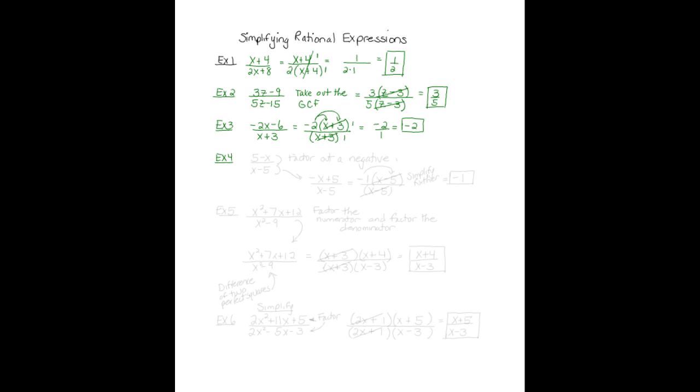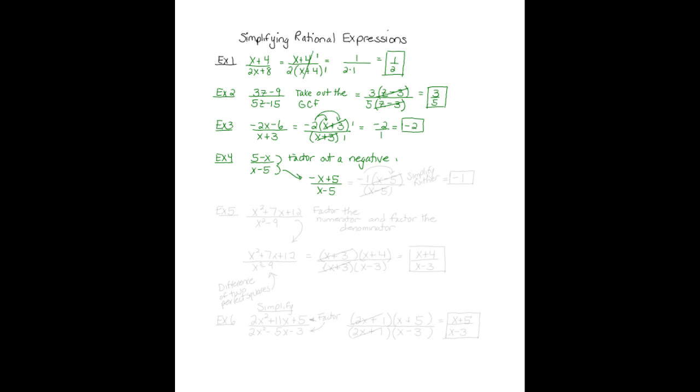For example 4, 5 minus x all over x minus 5. We are going to factor out a negative 1. The reason we do this is because we see that these are very similar looking. We could switch the order of this expression and rewrite it. So let's rewrite it down here. We could rewrite this as negative x plus 5. All we did in this step was reorder this. This negative x we put first and the plus 5 second.